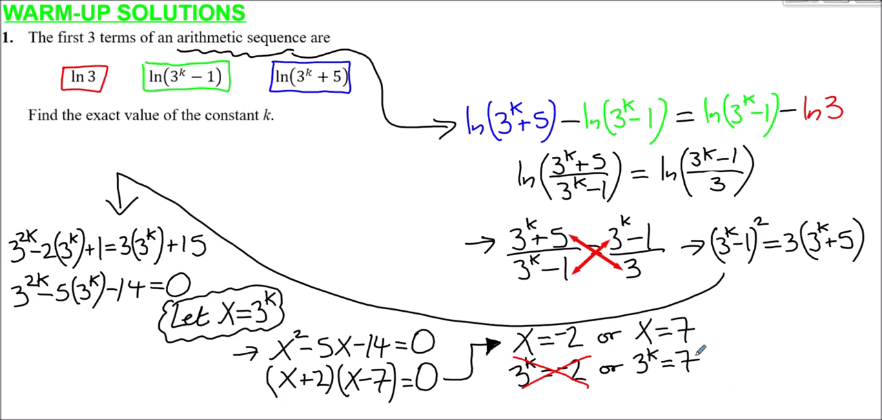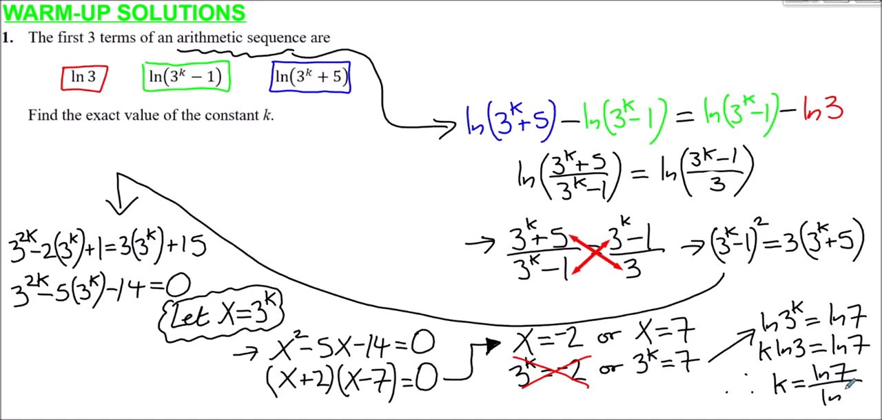So we've got to have 3 to the k equals 7. So from that, if we take natural logs of both sides, we get ln of 3 to the k equals ln of 7. The k can come to the front using the laws of logs, so k lots of ln 3 equals natural log of 7. Therefore, the final step we have is k has to be ln of 7 divided by the natural log of 3. And that is our final answer.